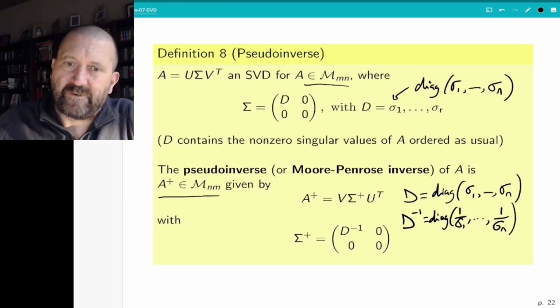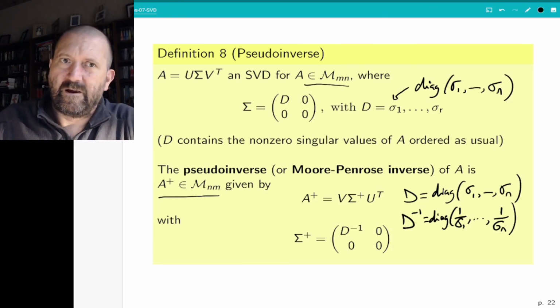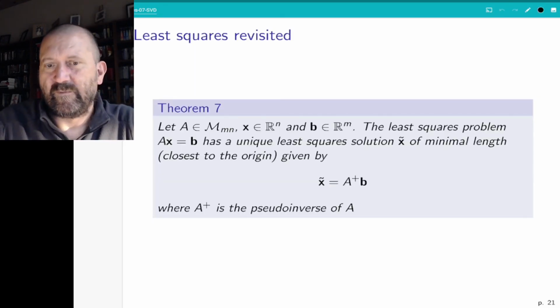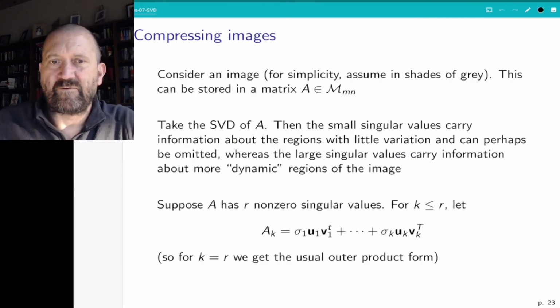So the pseudo-inverse is this new matrix, A plus. Once you've computed your SVD, you can compute your pseudo-inverse and get the solution to this problem this way. As I said, we'll see examples of this.